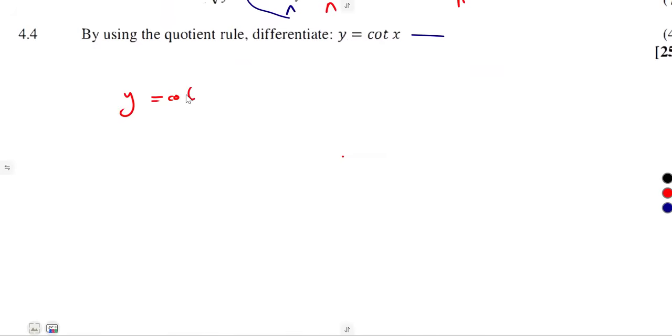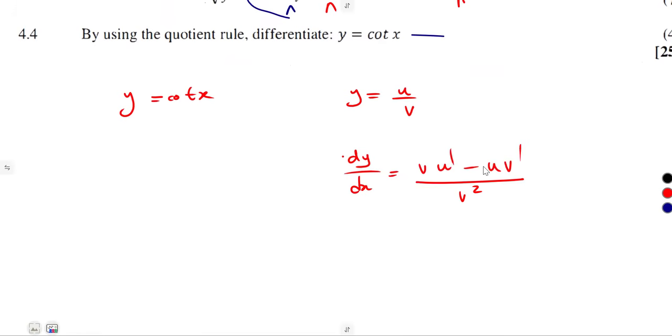y is equal to the cot of x. Remember, if we are given y is equal to u over v, the derivative of y with respect to x is going to be v times the first derivative of u, minus u times the first derivative of v, over v squared. So we must have a fraction in order for us to use the quotient rule. But there we do not have a fraction, it's just a single term. So cot of x, can it be written as a fraction? Yes, from what? Cos over sine. So that's it. We are done.